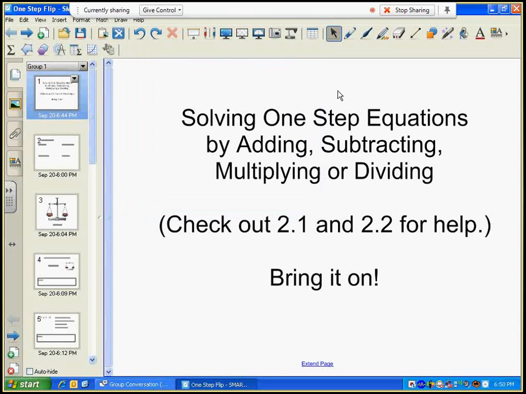Hello guys, welcome to our new unit. Today we're going to talk about solving one-step equations by adding, subtracting, multiplying, or dividing. This should be a bit of review for you. So bring it on. If you need some extra help, you can look in 2.1 and 2.2 in your book.